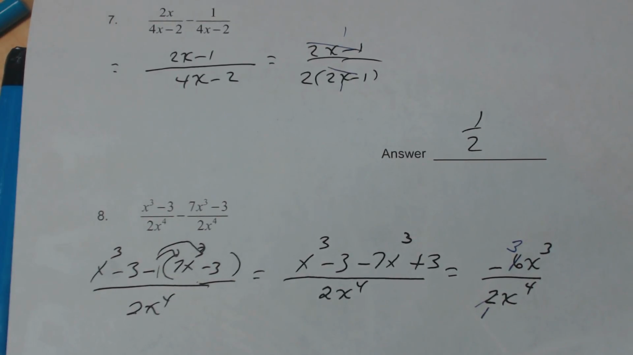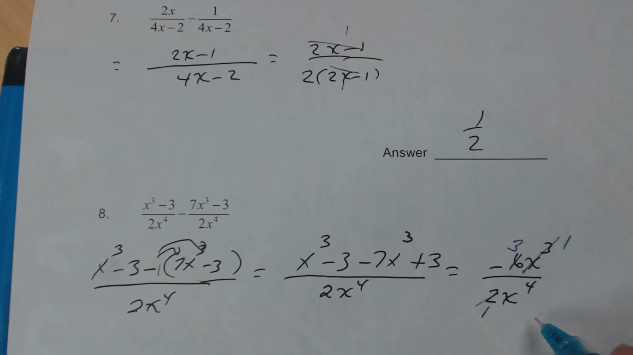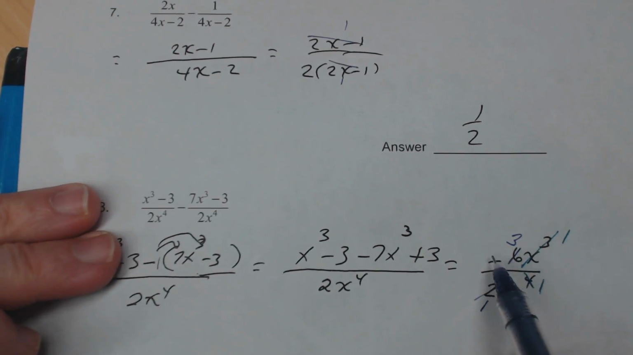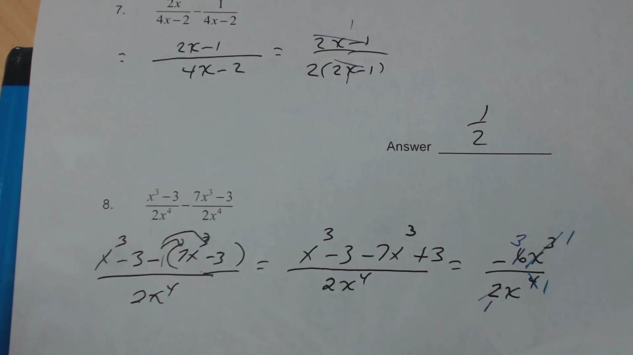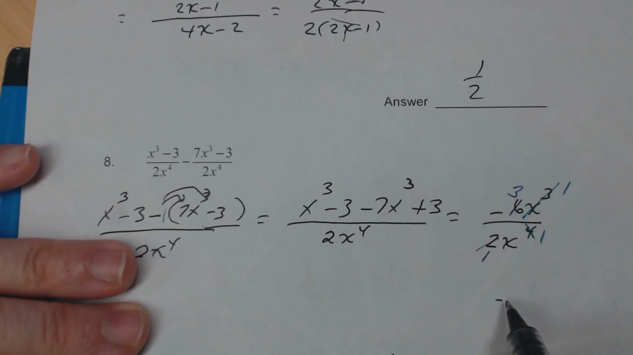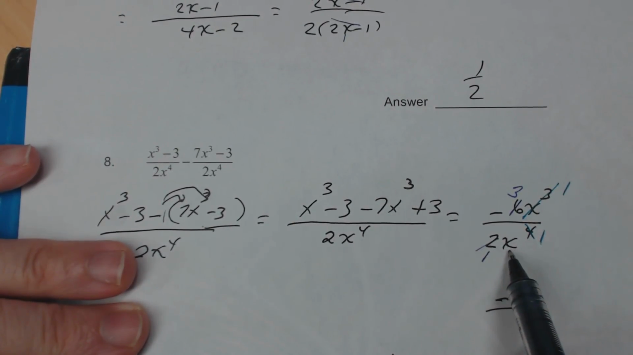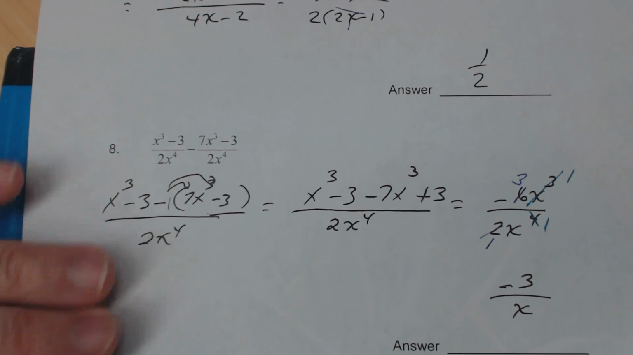And for the factors of x, I have 3 factors of x in this numerator. I have 4 in here, so I can reduce these 3 into here. So x cubed into x cubed is 1. And then I had 4 here. I'm reducing 3 of them, so you're left with just 1. And so the answer is going to be negative 3 divided by 1 times x, which is x. So negative 3 divided by x.